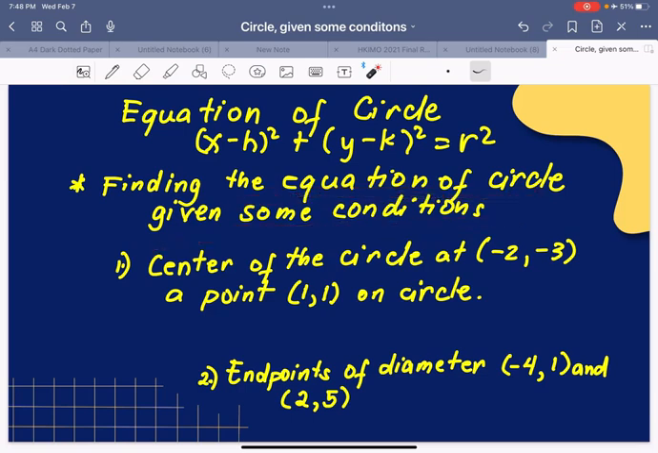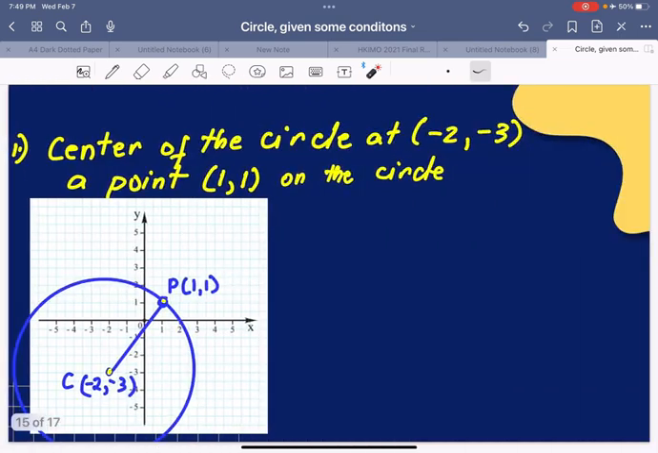Okay? So, always remember, the equation of the circle in standard form is (x - h)² + (y - k)² = r². So, our h and k, that is the center of the circle. So, h, k. Okay, so we have example number 1.